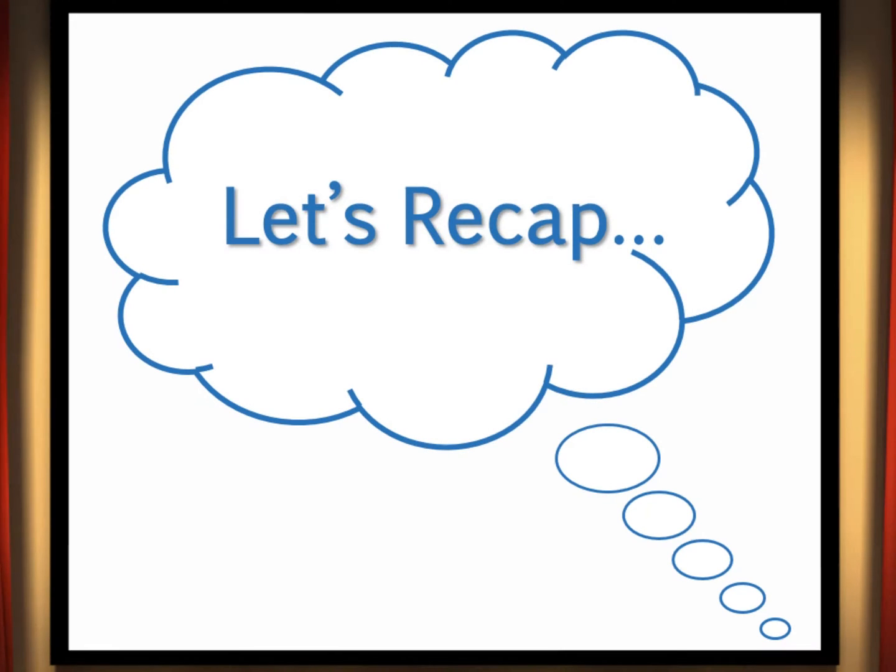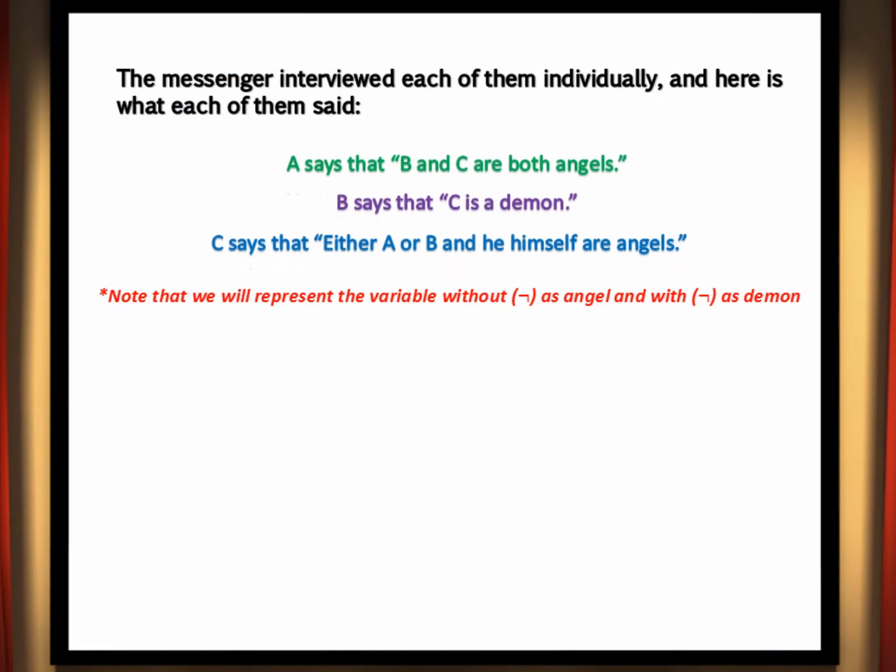Let's recap what each of the three residents told the messenger. A says that B and C are both angels. But B says that C is a demon. And C says that either A or B, and he himself, are angels.